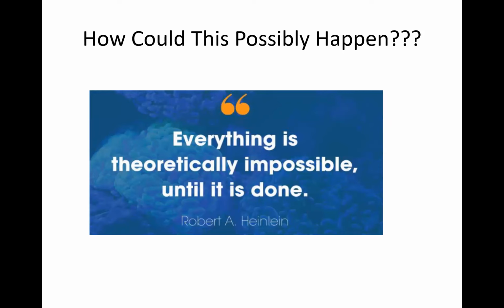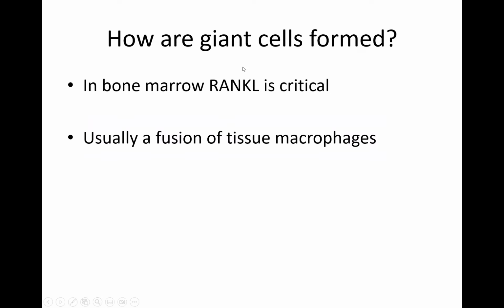Now, how could this possibly happen, right? In fact, the reviewer said, this is theoretically impossible. And so Robert Heinlein said, everything's theoretically impossible until it's done. And so we were seeing this, and I assume the reviewer meant, well, how is it done? How does this happen? And so we found a fair bit of RANKL on the surface of these macrophages. This is the molecule that causes fusion of macrophages in the bone marrow. So we were certain that that's the process by which this was happening. And sadly enough, that data was all negative.